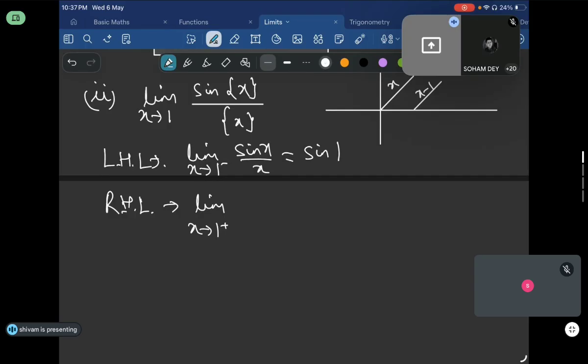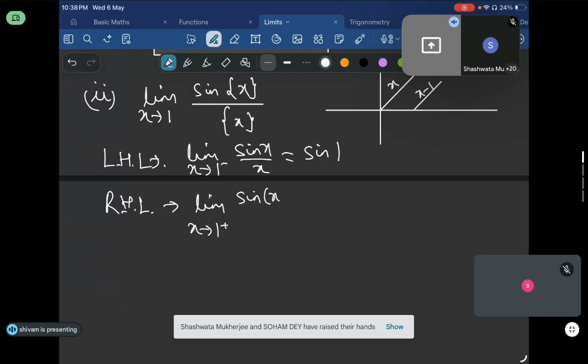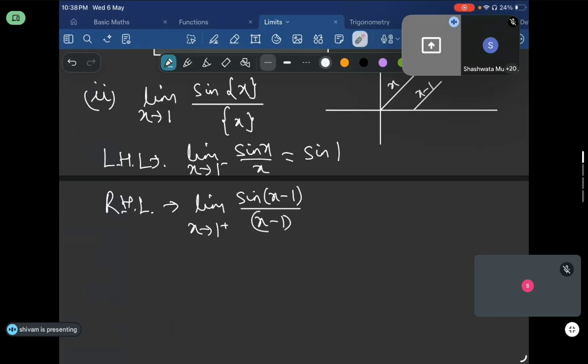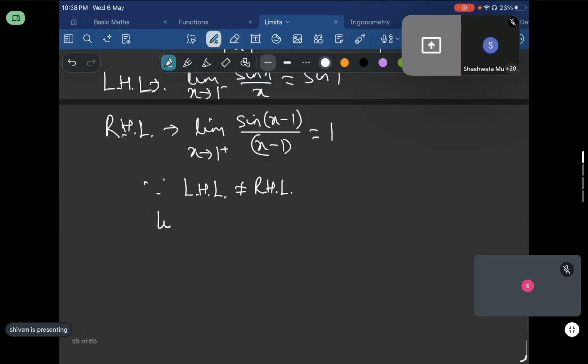Everyone tell me, what is the equation of the branch? Anyone raise your hand. For 1 plus, what will be the branch? Yes, Shashwato, tell me. Say x minus 1. So it will be sine of x minus 1 by x minus 1. So now see, it is the standard form, everyone. It is sine 0 by 0, so this limit will be equal to 1. Since LHL is not equal to RHL, since left hand limit is not equal to right hand limit, limit does not exist.